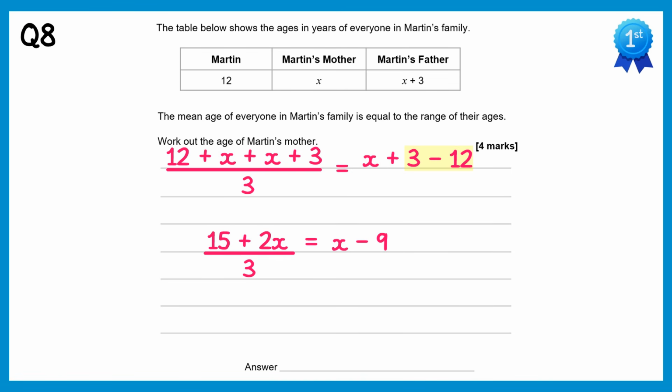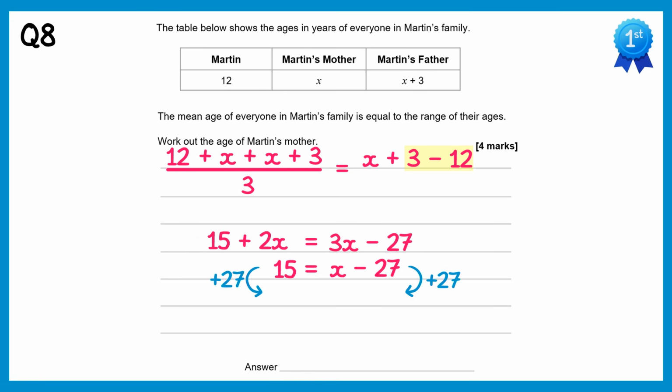If you multiply the left by 3, you get 15 plus 2x, and multiply the right by 3, you'll get 3x minus 27. Next, we're going to subtract 2x from both sides. On the left hand side, that'll cancel the 2x that's there, leaving you with 15, and on the right hand side, 3x take away 2x is just 1x, so it's x take away 27. Now we can add 27 to both sides. 15 plus 27 is 42, and on the right hand side this will cancel the negative 27, giving you x. So we find that x equals 42. In the question we were asked to find the age of Martin's mother, who happens to be x years old, so the answer is 42.